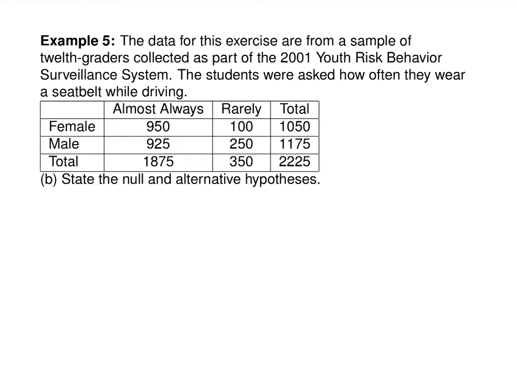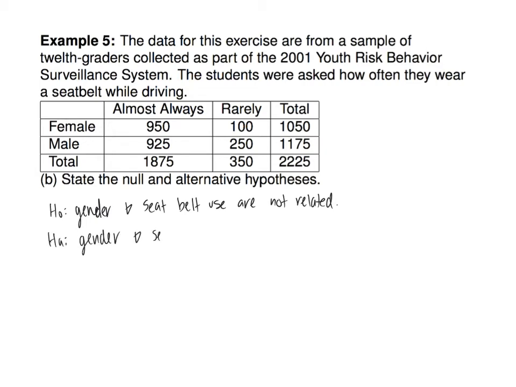Okay, and we're going to test if this is true. So the null hypothesis is that gender and seatbelt use are not related, and HA is that gender and seatbelt use are related. When you're working with these tables, you're doing a chi-squared test, and that test is by default always two-sided. So even though we suspect that females use their seatbelts more, we still have to do a two-sided test.